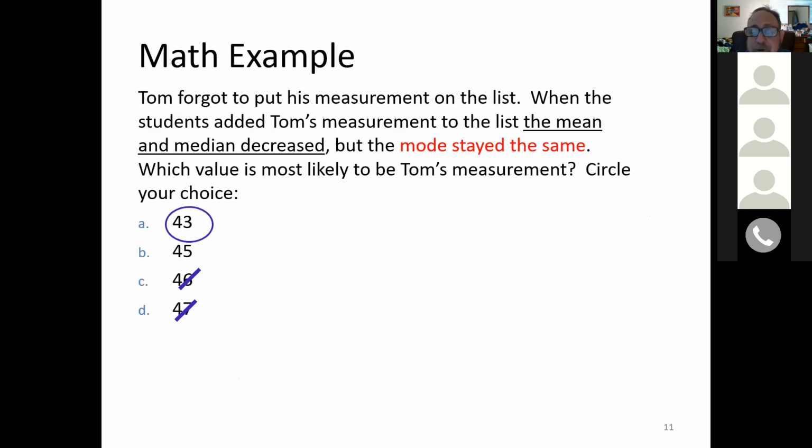Another math example. Tom forgot to put his measurement on the list. When the students added Tom's measurement to the list, the mean and median decreased, but the mode stays the same. Which value is most likely to be Tom's measurement? Circle your choice. The answer is 43. Again, you need to understand what the mean is, what the median is, and what decreased means.